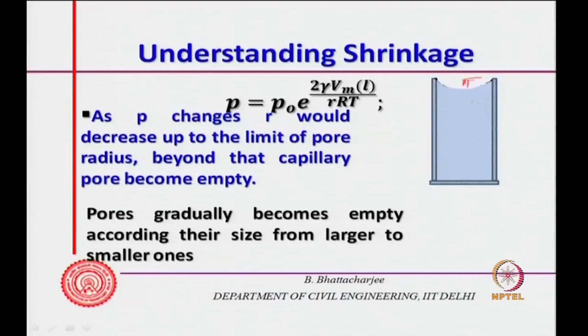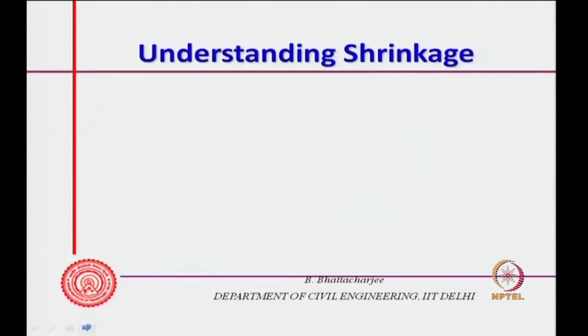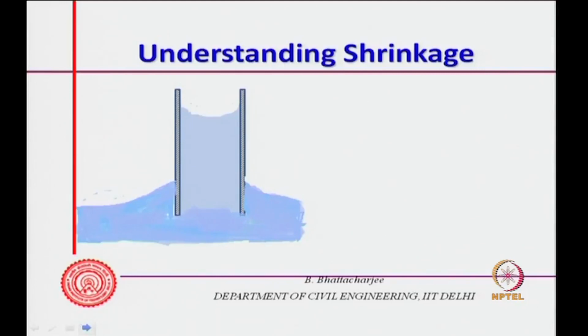Beyond that, if the pressure still changes, what will happen? The pore will become completely empty. So, this is the phenomenon of drying. Pores gradually become empty according to their sizes, so larger pores are emptied first and then it comes to the smaller pores. Typically, the large neck will get emptied first, and this is the inside at equilibrium. Of course, this will depend upon the vapor pressure existing and the capillary size, and that is how drying takes place. Now, how is it relevant to our shrinkage? So, this is what it is.